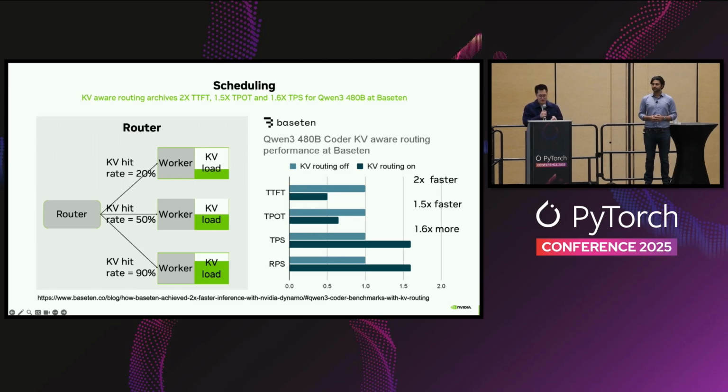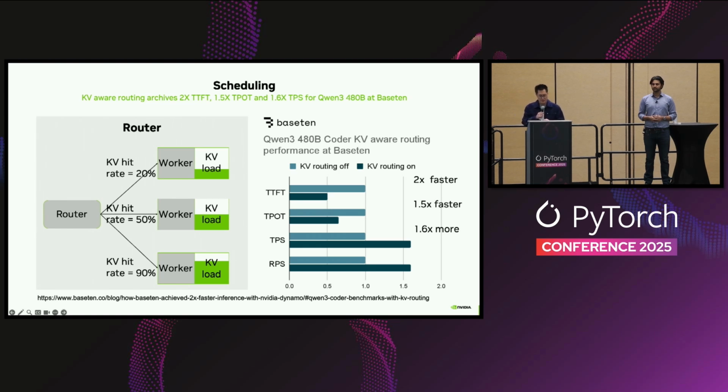Dynamo has a smart router capable of leveraging both KV cache hit rate and KV cache load. If the routing is purely based on capacity, in this case indicated by the KV cache load, a request can get routed to the top worker that has more capacity to process the request. But as you noticed at the bottom, the worker has the highest KV cache hit rate, and it would be better to route the request to the bottom worker even though it has the highest KV cache load. That way, we can start decoding tokens faster.